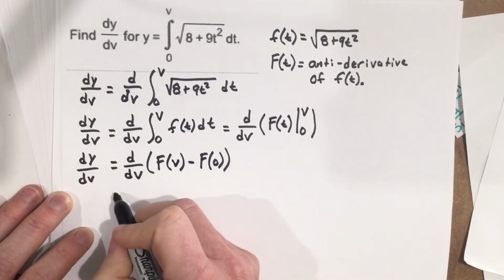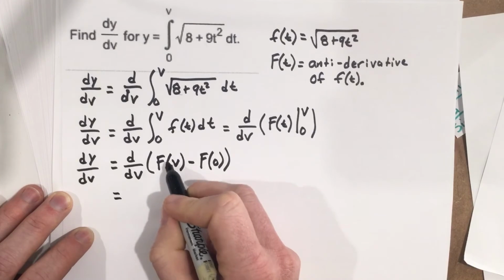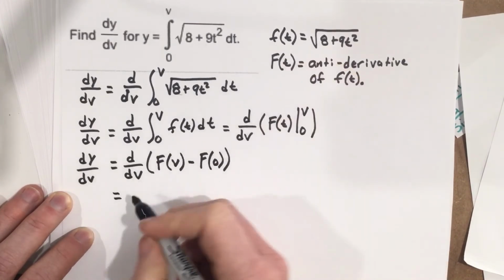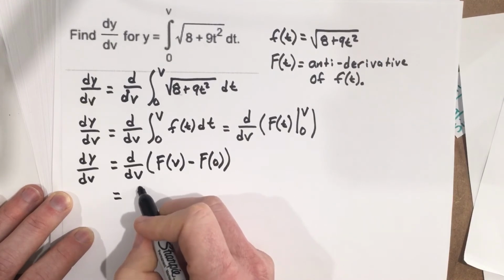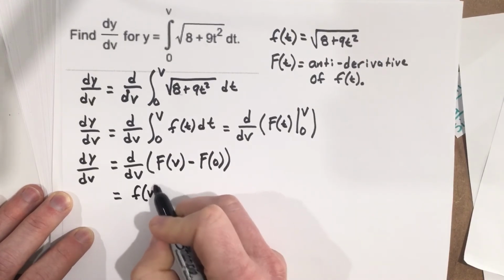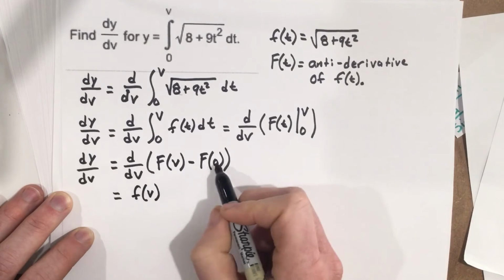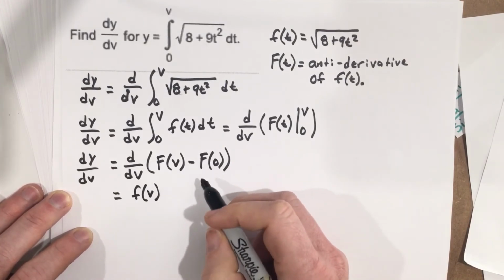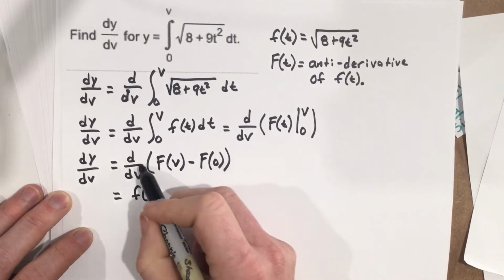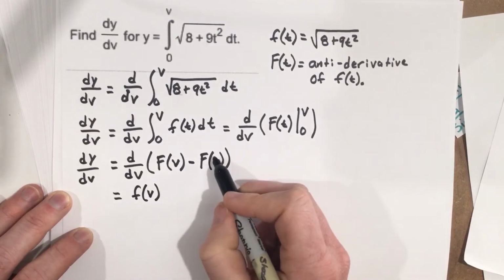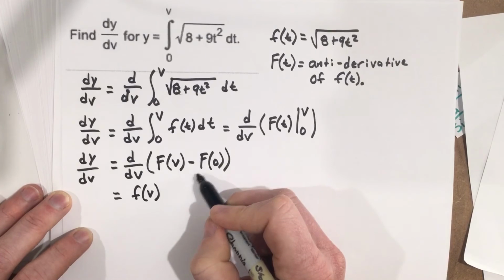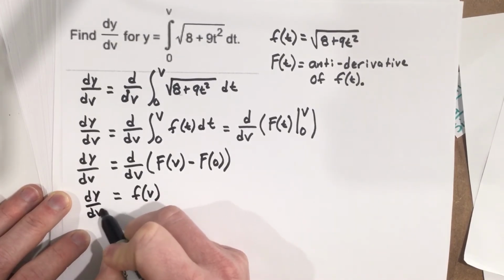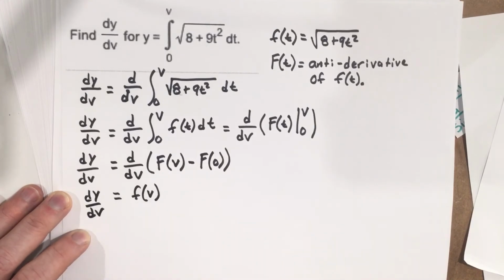Well, we know that the derivative of capital F of v is going to take us right back to little f of v. We know the derivative of capital F of 0, well, F of 0 is actually a number, right? So that's a constant. And we know the derivative of a constant is 0. So this is going to cancel out completely. So we're just going to end up with dy over dv equals little f of v.